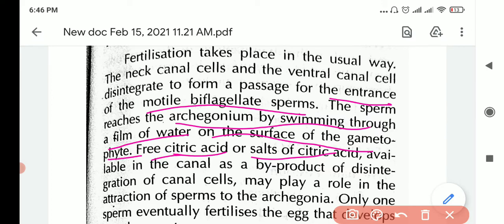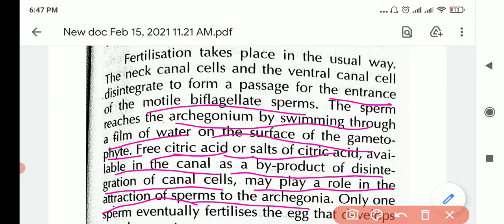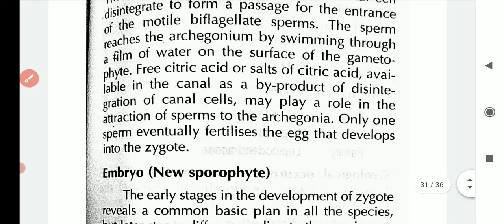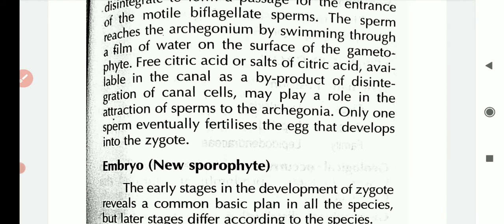So the antherozoids are attracted because of these chemicals, like the citric acid or the salts of citric acid that are present in the canal. These citric acid are released when those neck canal cells disintegrate, because they are the byproduct of disintegration of the canal cells, and they may play a role in the attraction of sperms to the archegonia. So we don't know if it really is because of these salts or not. It's just a theory, maybe not.